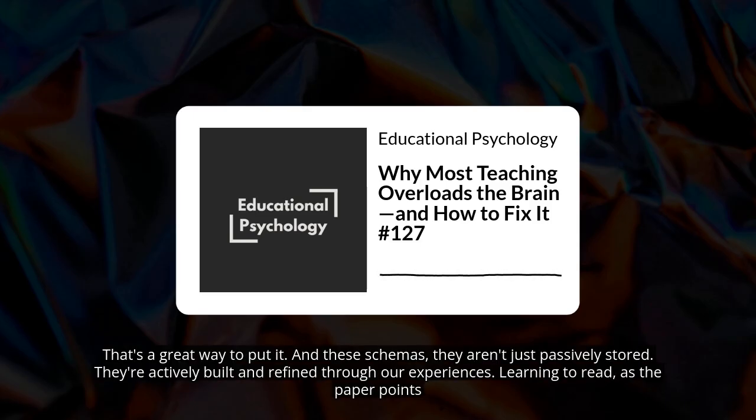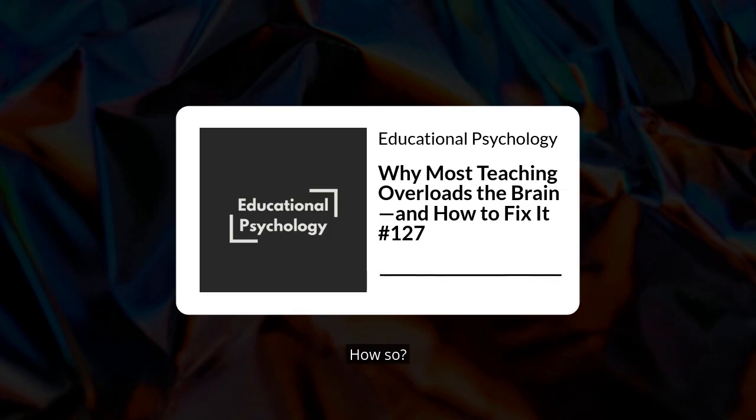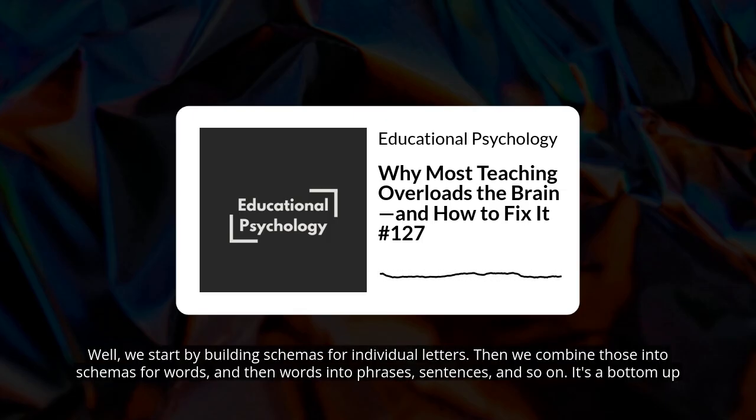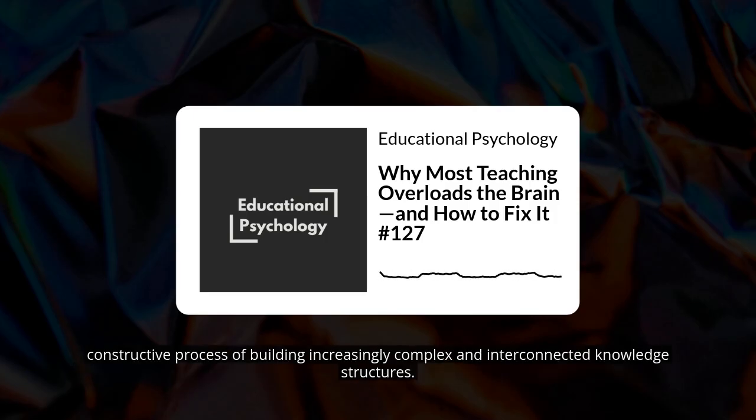And these schemas aren't just passively stored. They're actively built and refined through our experiences. Learning to read, as the paper points out, is a perfect illustration. How so? Well, we start by building schemas for individual letters. Then we combine those into schemas for words, and then words into phrases, sentences, and so on. It's a bottom-up, constructive process of building increasingly complex and interconnected knowledge structures.